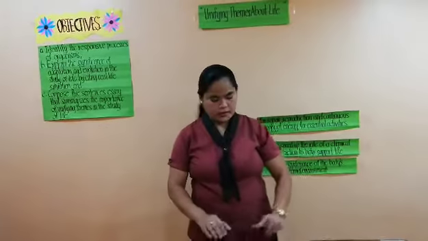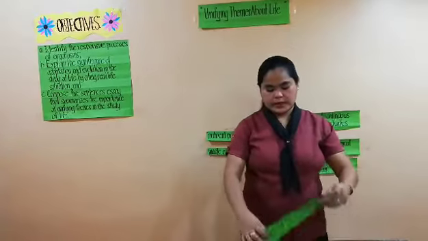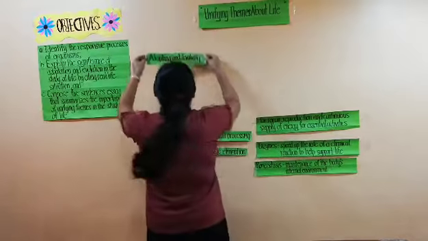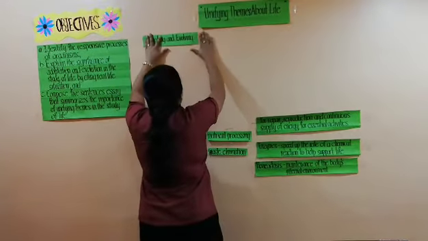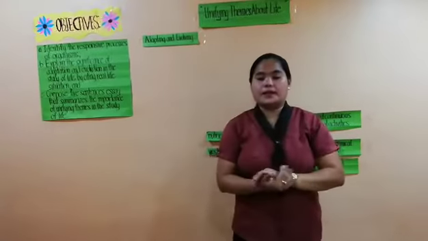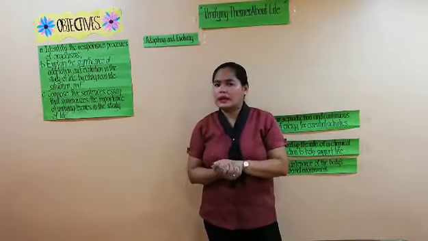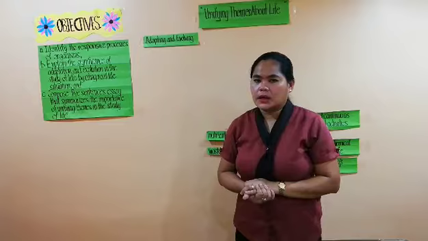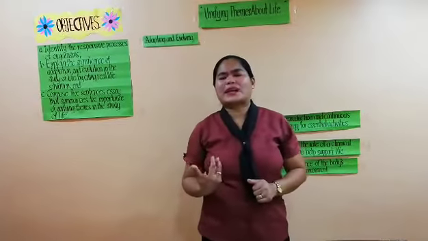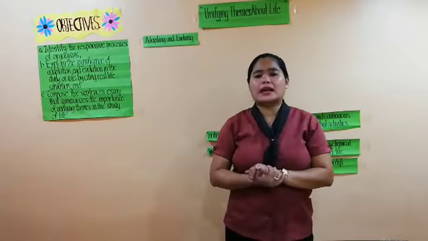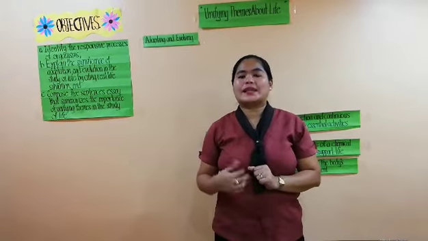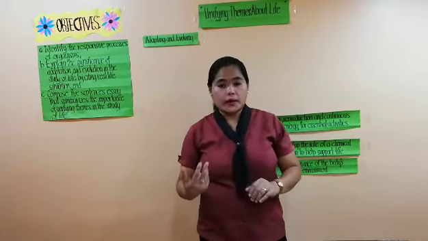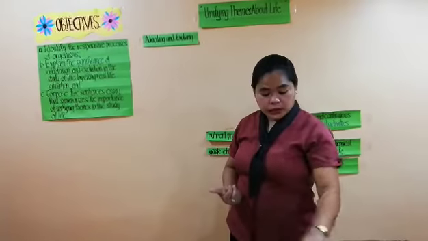Okay, so we are now here in adapting and evolving. Now, what is adapting and evolving? Okay, class, certain responsive processes allow organisms to react to changes in their surroundings. Categories of response include this one.